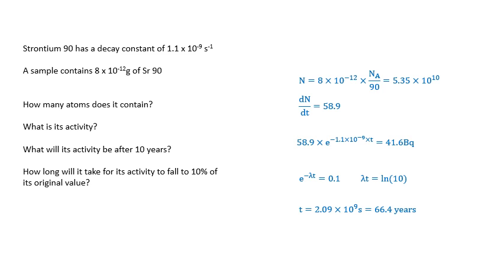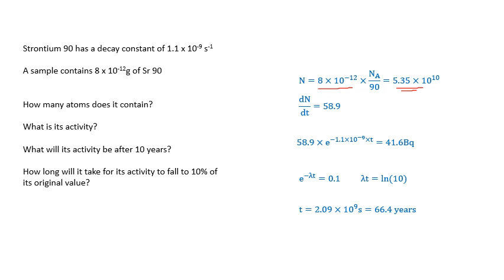Okay, so the first thing that we did was work out N, the same method as before. So 8 times 10 to the minus 12 grams. So 8 times 10 to the minus 12 times Avogadro's number over 90, because it's strontium-90, and there's N there. So we've worked out the number of atoms. For dN/dt, we just multiply by the decay constant.